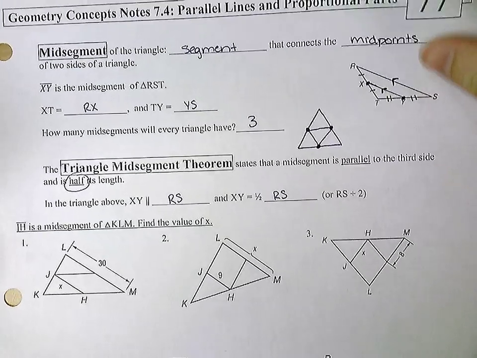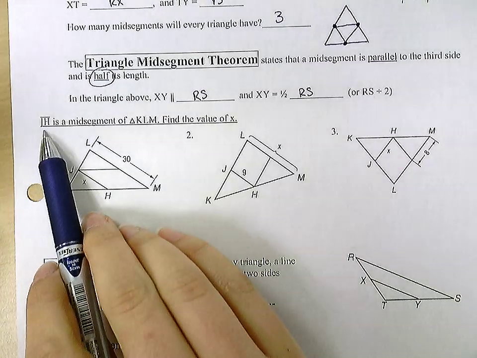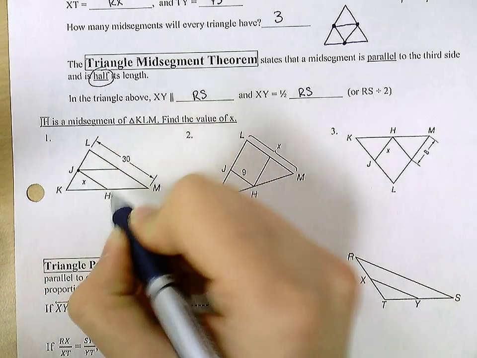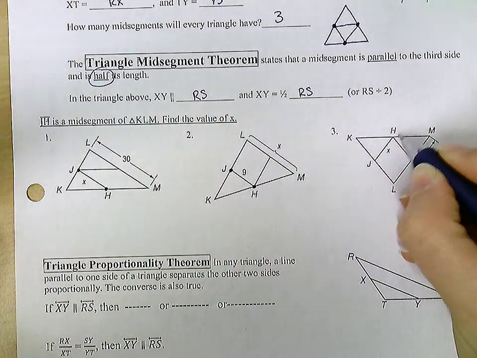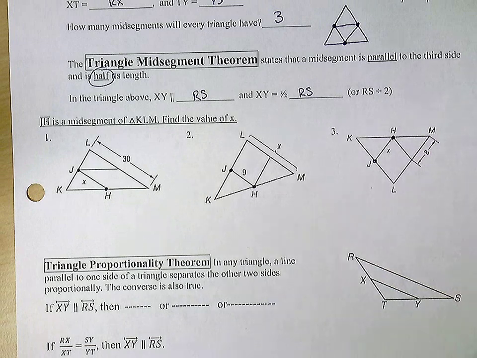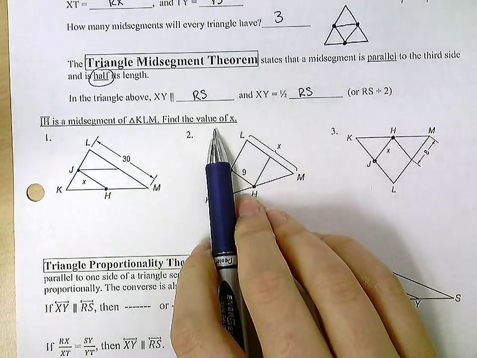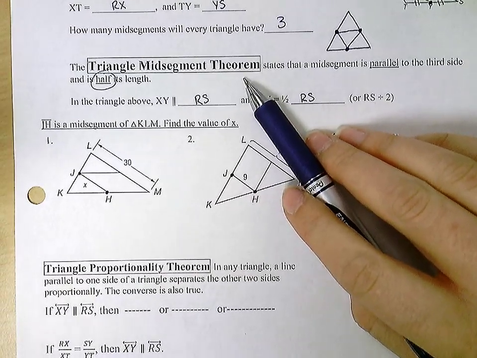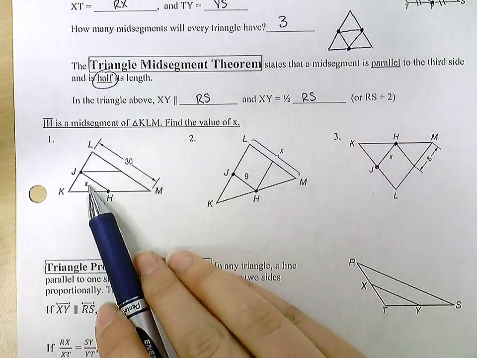Okay, so a couple of examples of this. It says JH is a mid-segment, meaning for each one of these problems, J and H are midpoints of those sides. We want to find the value of X in each case. So we're going to use this triangle mid-segment theorem. JH here is where X is.